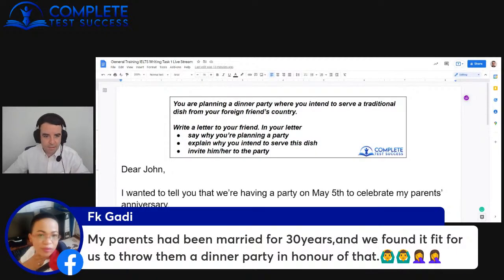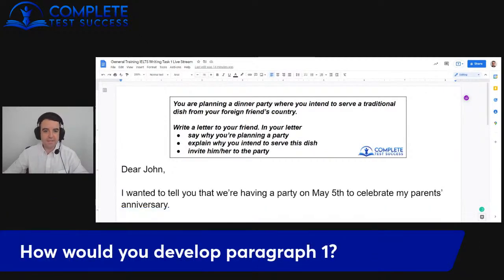Okay, FK Cuddy. My parents have been married for 30 years, and we found it fit for us to throw them a party in honor of that. Excellent. That's exactly what you want to do. So just continue talking about that party and the fact that it's about your parents' anniversary. That is definitely the most logical thing, is to continue discussing that. Okay, so let me just get FK's response and add that down here.